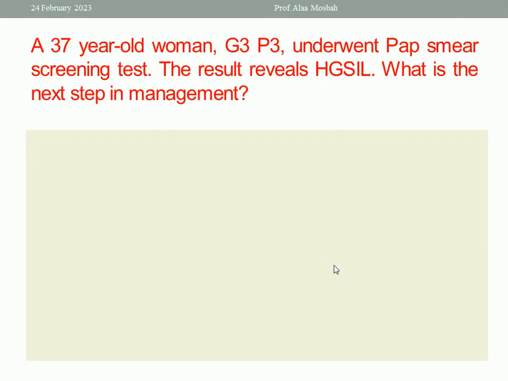Okay, let us go to the next. A 37-year-old woman, third gravida, third para, underwent pap smear screening test. The result reveals high-grade squamous intraepithelial lesion. What is the next step in management?